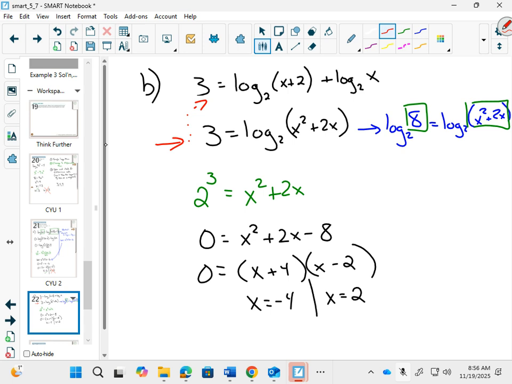And when I plug in -4 for x, -4 plus 2 is -2. I can't take the logarithm of 0 or a negative number, so this one I'd have to x out. Next, I check 2. 2 plus 2 is 4. That's okay. I check the second one, log base 2 of 2. That one is okay. So this answer works. You can circle questions 11 and 13.